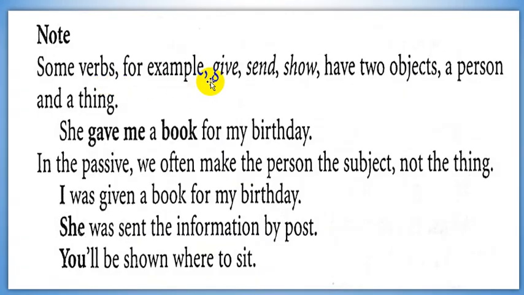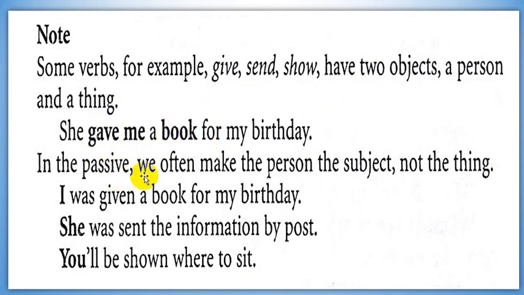Some verbs, for example, give, send, show, have two objects. I give him a book. أعطيته كتابا. أفعال متعدية إلى مفعولين. A person and a thing. Two objects, a person and a thing usually. She gave me a book for my birthday. فالمفعول به الأول هو me. أعطتني كتابا. إذن أكو مفعولين أنا والكتاب.